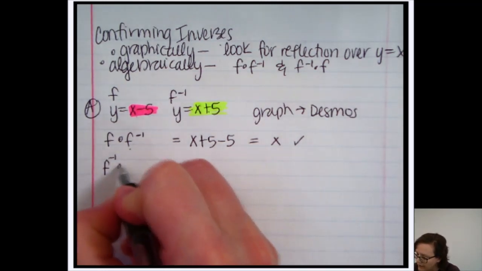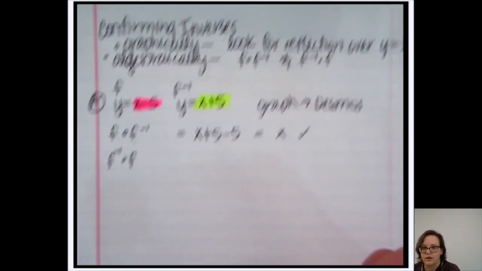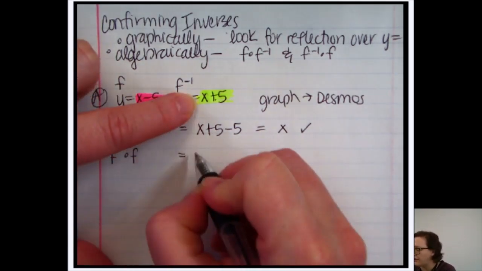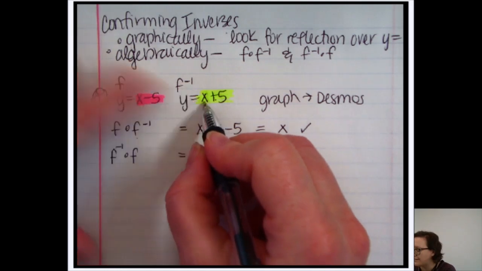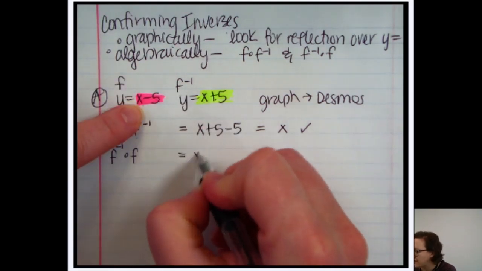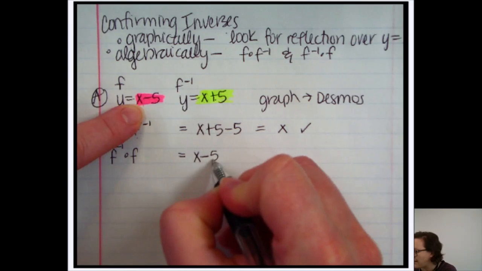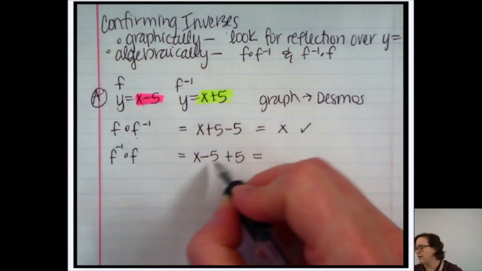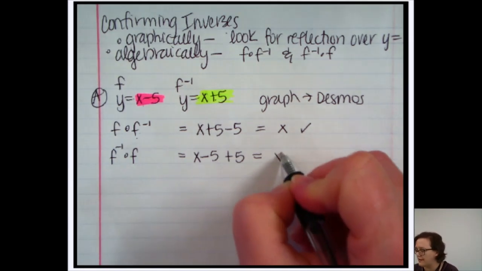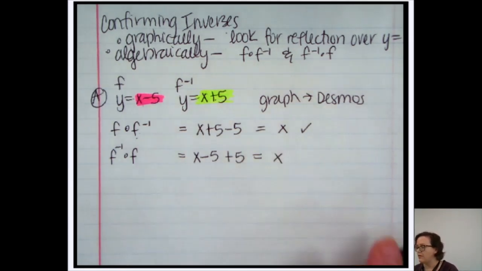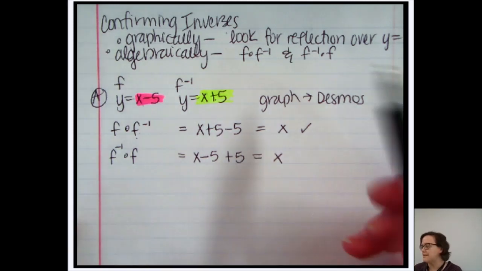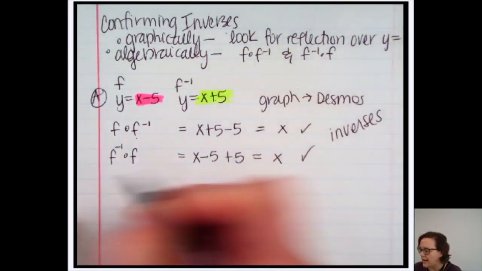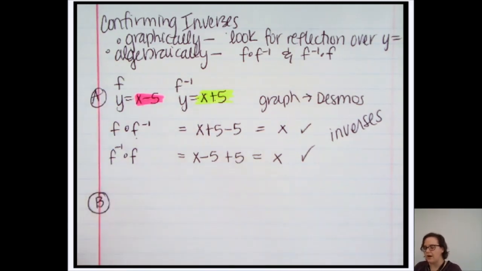Let's go the other way. So the inverse of f composed with f. We start writing down the inverse, x plus 5, but when we see the x, we have to plug in f. So we get x minus 5, and then it tells us to finish off by adding 5. So x minus 5 plus 5 is x. So we would say that yes, these are inverses, and we showed it graphically and we showed it with algebra.